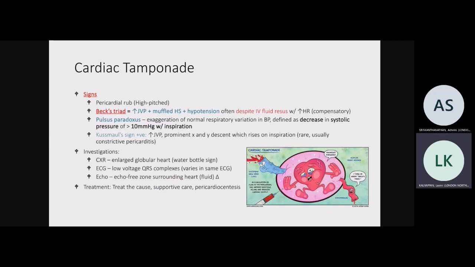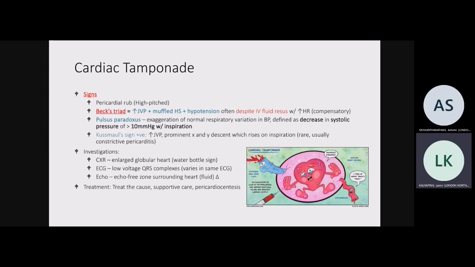Another important sign, if you're good at appreciating a JVP, is that it's often raised, which is uncommon in constrictive pericarditis, so pointing more towards a restrictive picture. Investigations you can do: a chest x-ray, which shows a globular heart, also sometimes known as a water bottle sign. ECG will show low voltage QRS complexes, which makes sense because the heart is unable to relax and pump as it normally would.